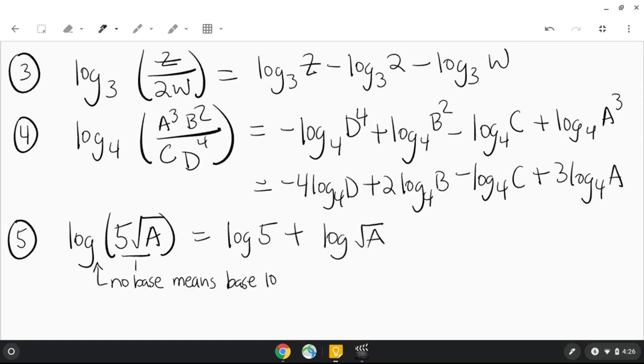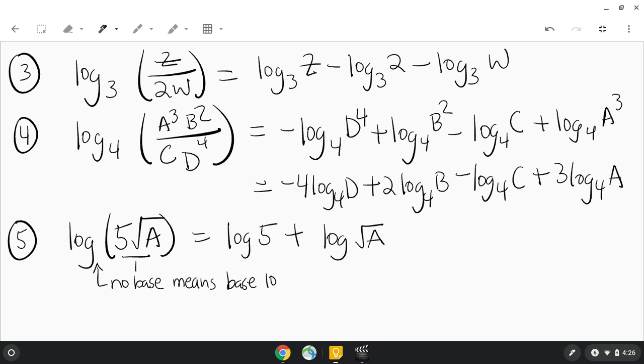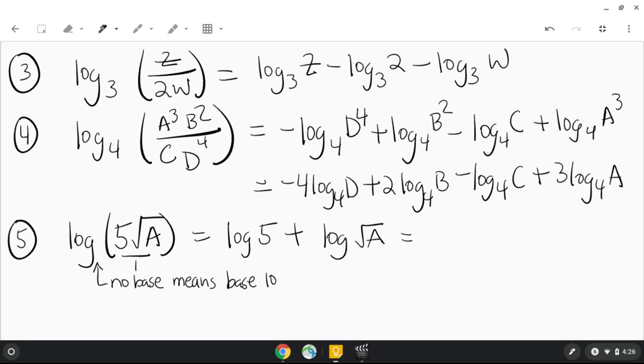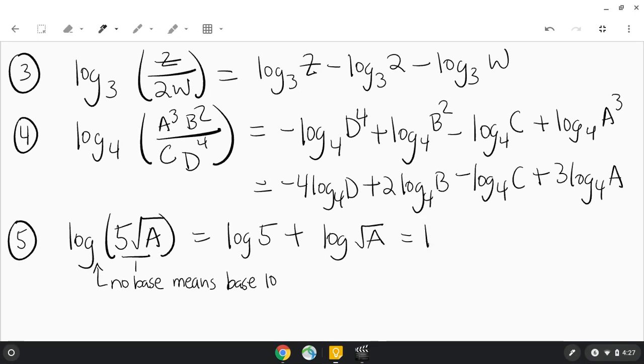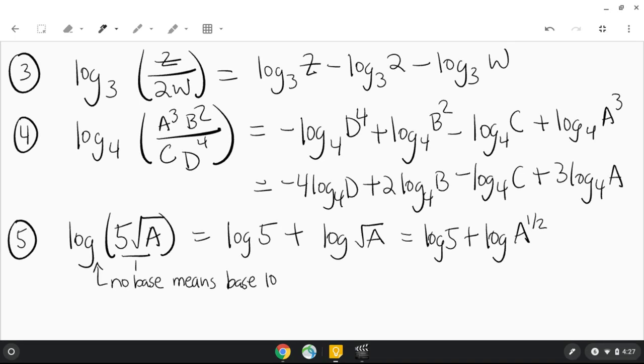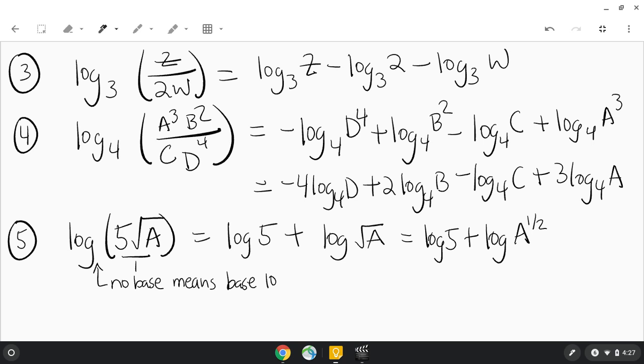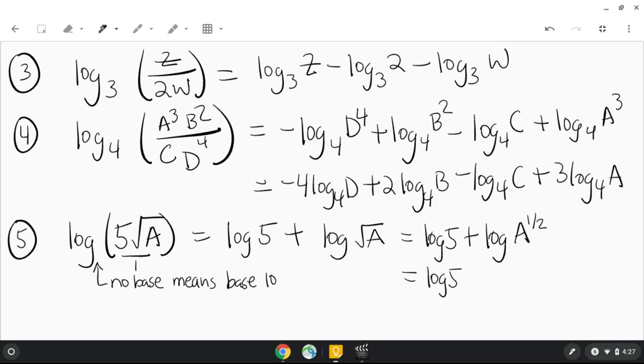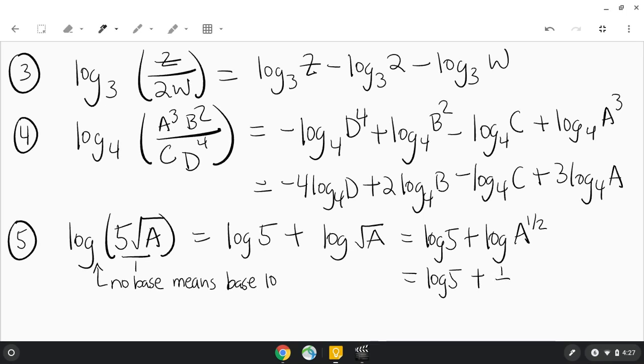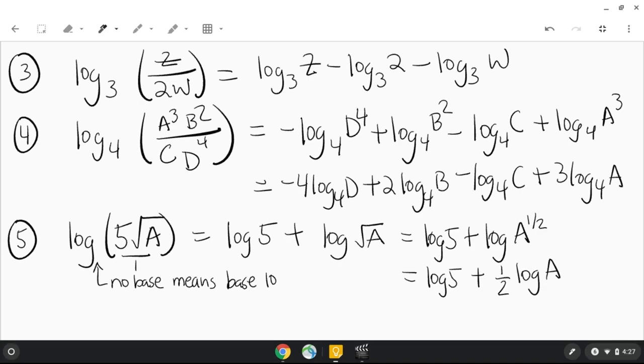Okay, but what I want you to do, and I believe your homework wants you to do this too, is turn any radicals into fraction exponents. So this is the same as saying log 5 plus log a to the 1/2. Remember, square root is the same as exponent 1/2. And then now you can use that third law, which says bring your exponents down to the front. 5 doesn't have one, it's understood to be 1. So I'll bring that 1/2 down to the front. So 1/2 log a. Okay, do you see how that works?